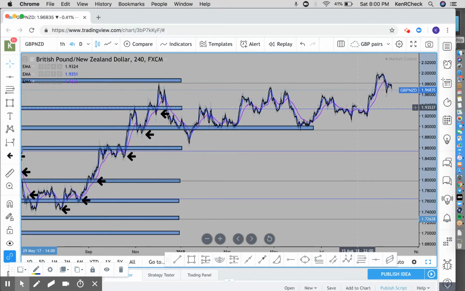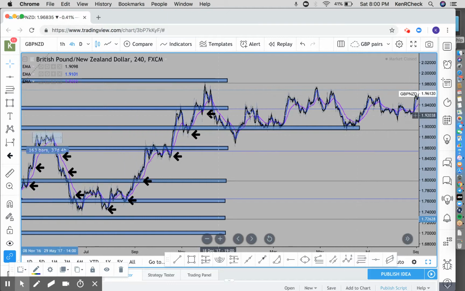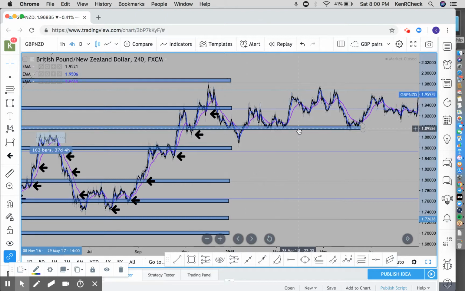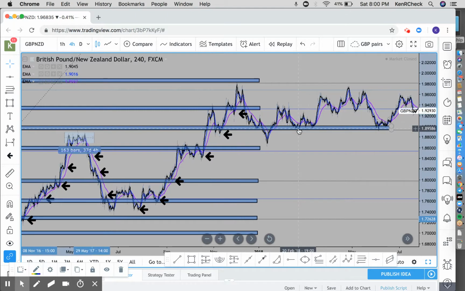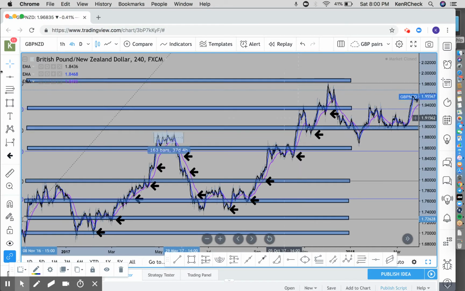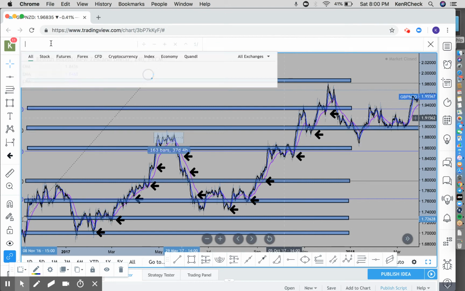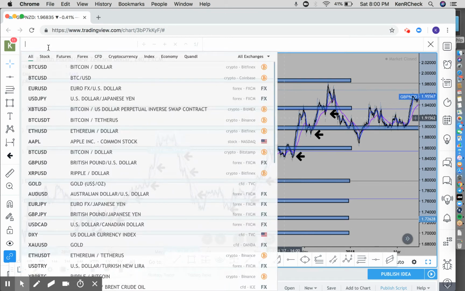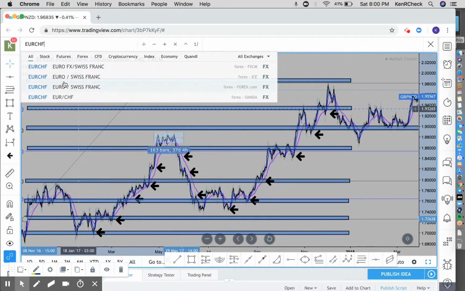But overall, you guys could make money on both sides if you just allow the market to come into the zones and capture it, and then use the previous Fibonacci retracement tool as your take profit. Awesome. So I'm going to go over another pair so you guys could see.